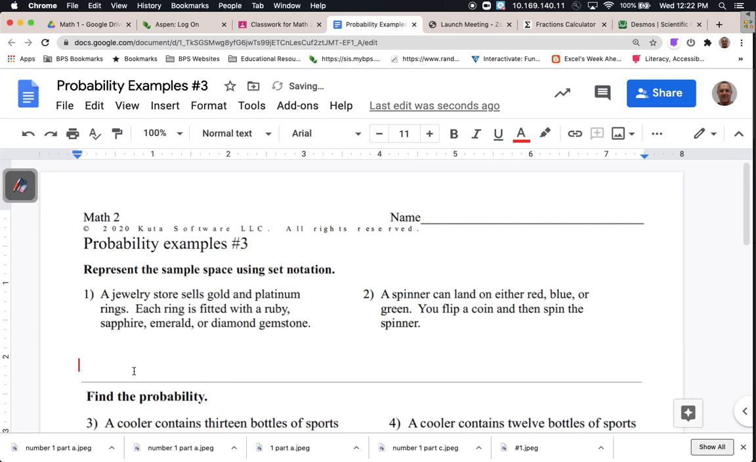So I could buy a ring that's gold, and I could get a sapphire. I could buy a ring that's gold, and then I could pick an emerald for the stone. I could buy a ring that's gold. Oh, I missed ruby. And has a ruby. And I could pick a ring that's gold and has a diamond.